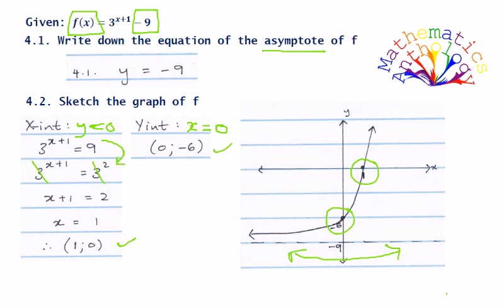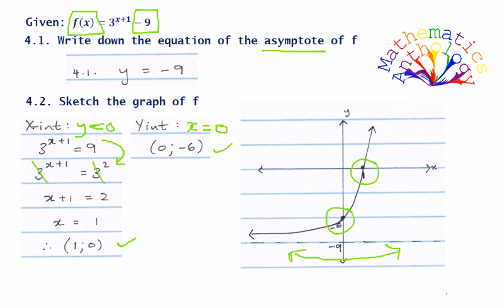Your bases are now the same. You can cancel those bases off and you'll end up with an equation of x plus 1 is equal to 2. Solve for x. X is equal to 2 minus 1, which is 1. Therefore, my x-intercept will be (1, 0).